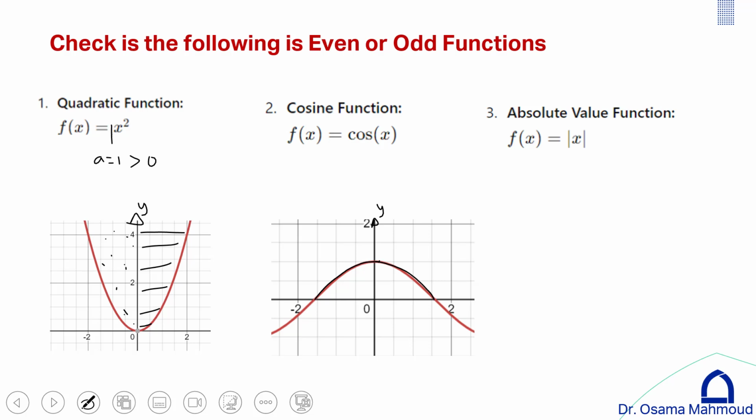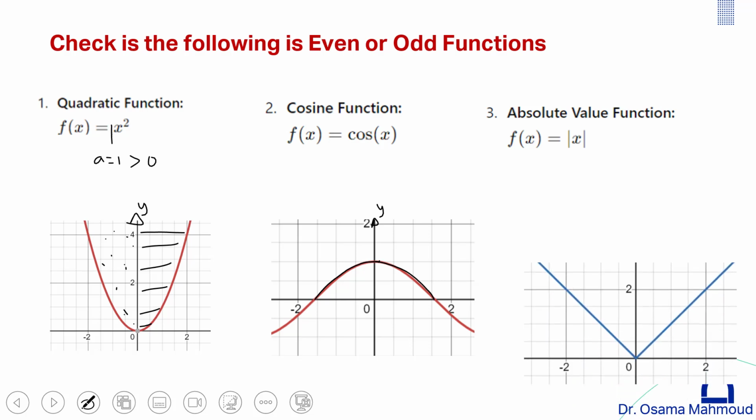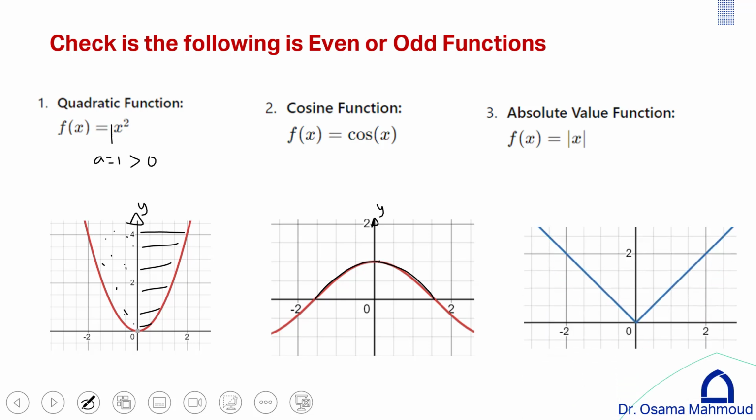Okay. Do you remember the absolute value? Yes, I said it's a V shape, right? So if you look at it, the y-axis appears like a mirror for any other half. Okay.